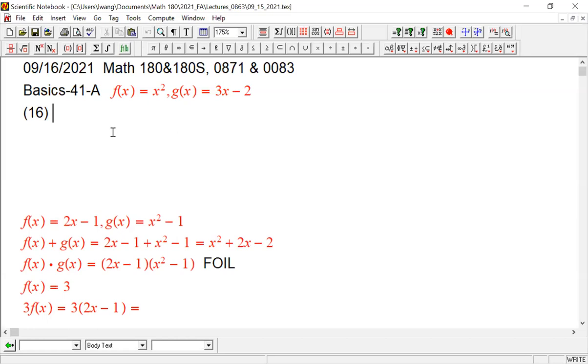And for number 16, you see this G composite G of X. This parentheses actually is optional. You can have it, but you don't have to have it. The power of composition is demonstrated in this process.